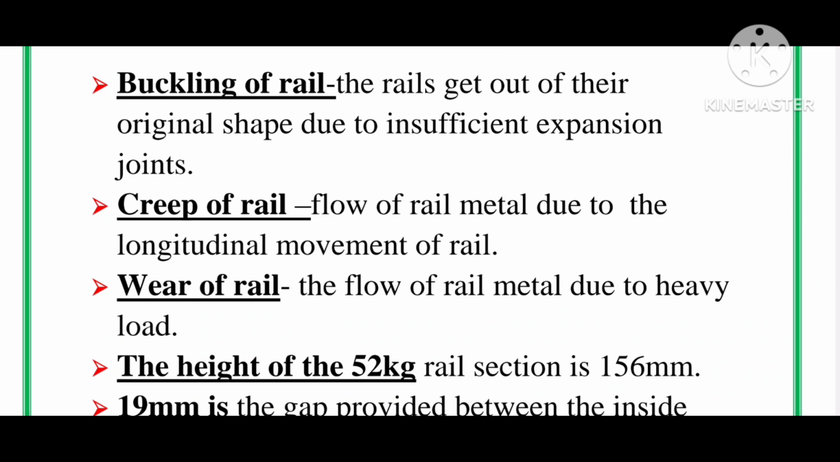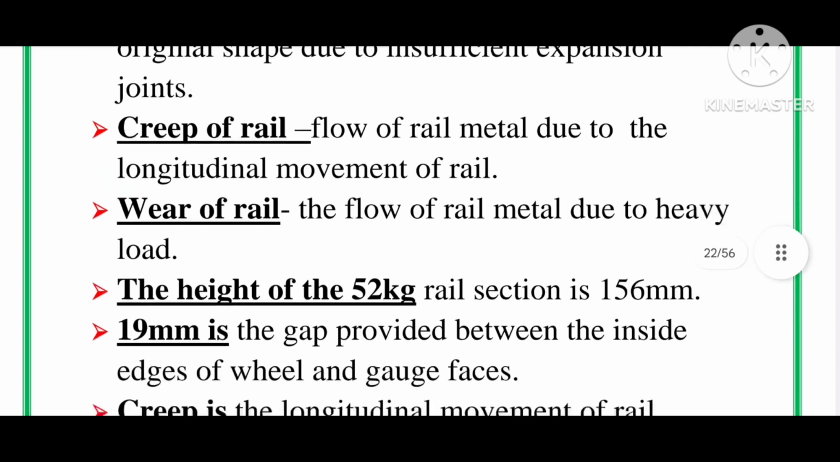Next, creep of rail: flow of rail metal due to the longitudinal movement of rail. Next, wear of rail: the flow of rail metal due to heavy load.